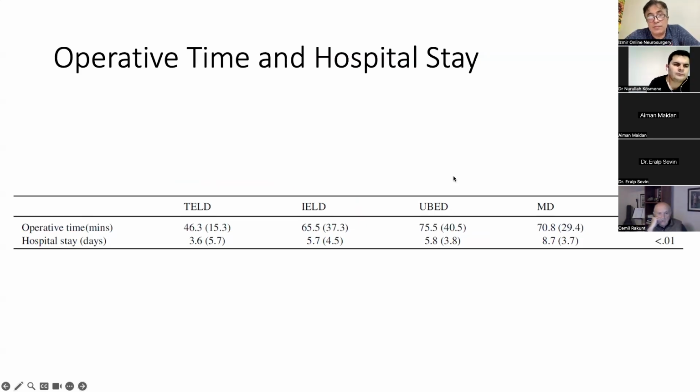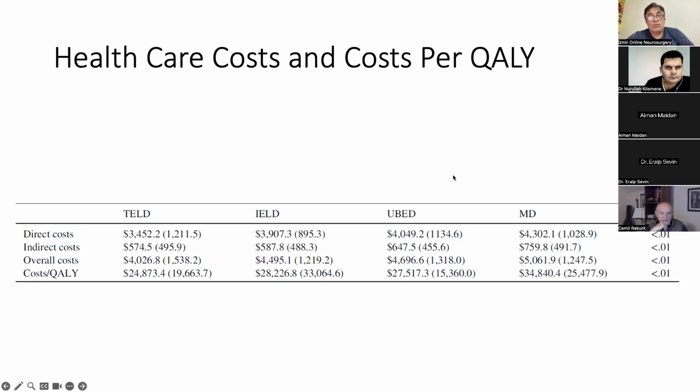When we look at the results, we see that the shortest surgery time and the shortest hospital stay are in transforaminal endoscopic discectomy. When we look at the costs, we see that the transforaminal endoscopic discectomy provides the most economical treatment. The treatment with the lowest total cost is transforaminal endoscopic discectomy. Also, the lowest incremental cost effectiveness ratio, measured by cost divided by quality adjusted life years, is in the transforaminal endoscopic discectomy.